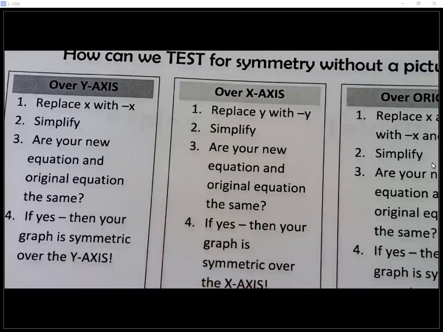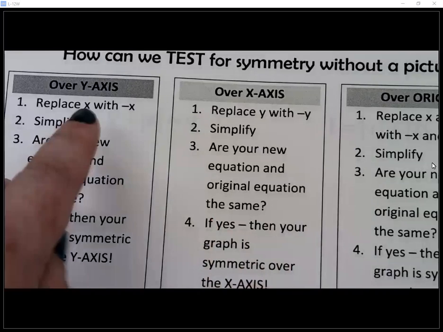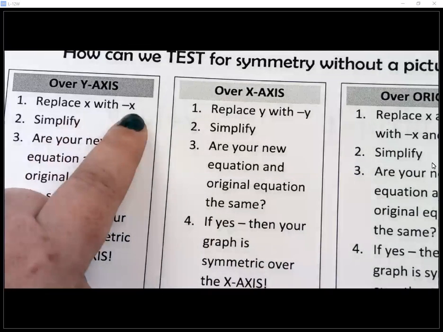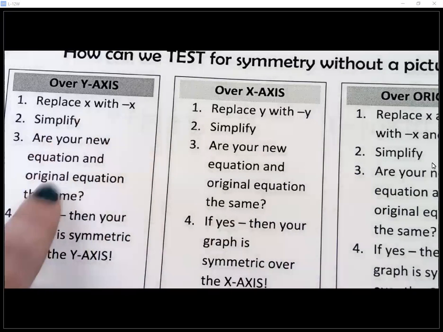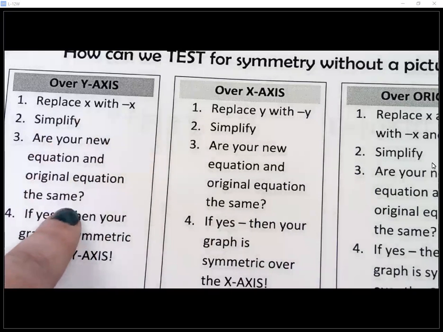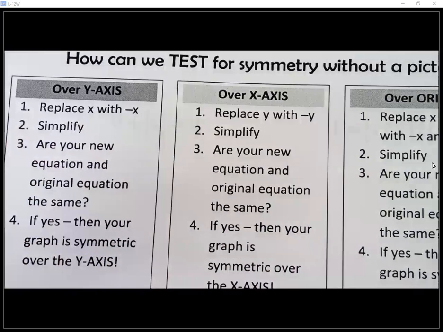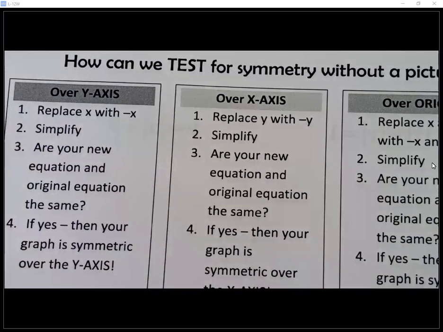If I want to test if something has symmetry over the y-axis, I'm going to replace x with a negative x. Then I'm going to simplify what I have, and I'm going to check: are the new equation and the original equation the same? If they are, then yes, I have y-axis symmetry. That's all I have to do. And can you see why that would be the test?